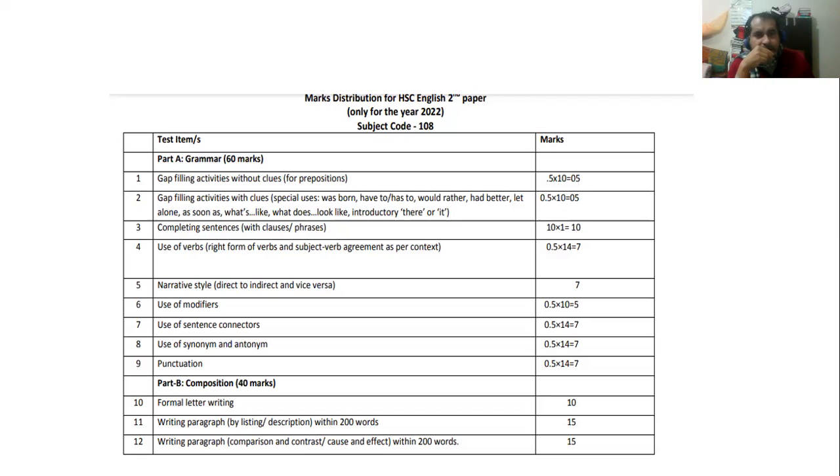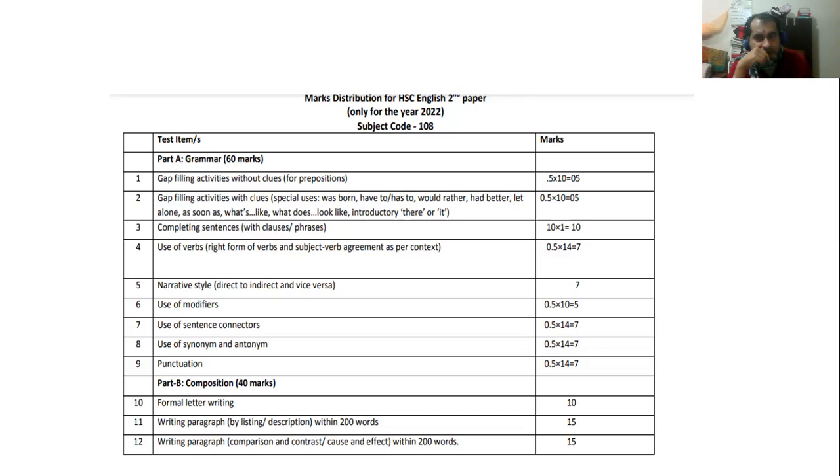And also there is synonym antonyms. You know that this is a vocabulary part. And last but not least, the punctuation. So all these 9 components, as you see in the screen, comprise 60 marks. And the next part, part B, is on composition, and you'll have 40 marks there.